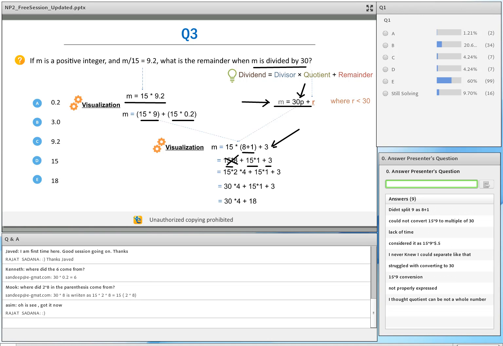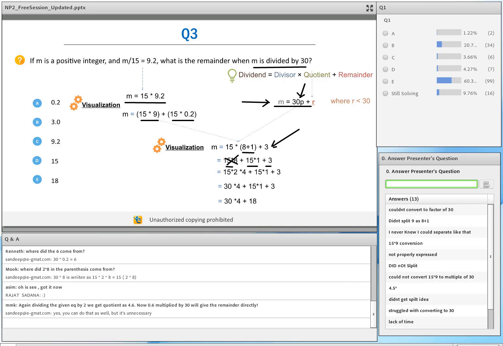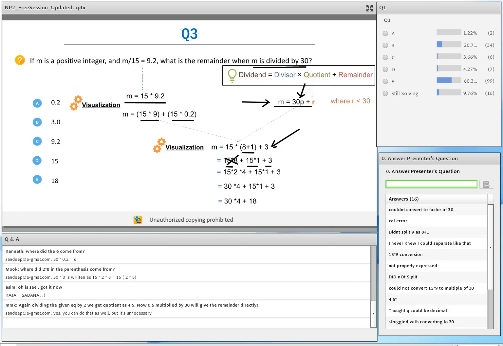Could not convert 15 times n into a multiple of 30. Okay. Did not get the split idea, lack of time. Okay, couldn't convert into a factor of 30. Again, you're still using the same formula, so you're not lacking on the concept side. Where you're lacking is this visualization, and that's a core skill that we have. It's one of those 6 process skills that you need to master.